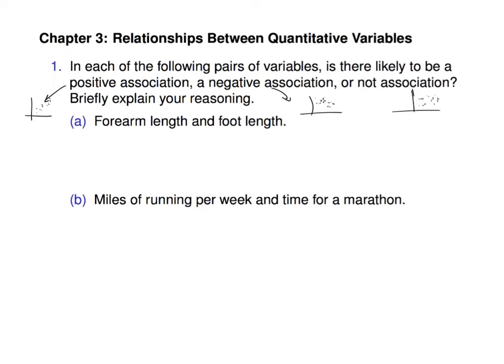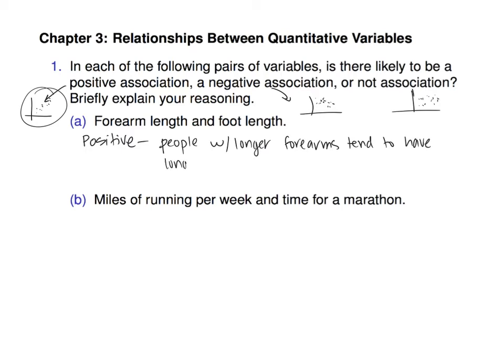So forearm and foot length. Well, if forearm length increases, do those people tend to also have a bigger foot? Yes. People that have big arms tend to have big feet. People that have small arms tend to have small feet. So positive. Think to yourself, if you were going to plot points that were forearm length and foot length, it would look like this picture. So people with longer forearms tend to have longer feet. Not always, but this is certainly true on average.